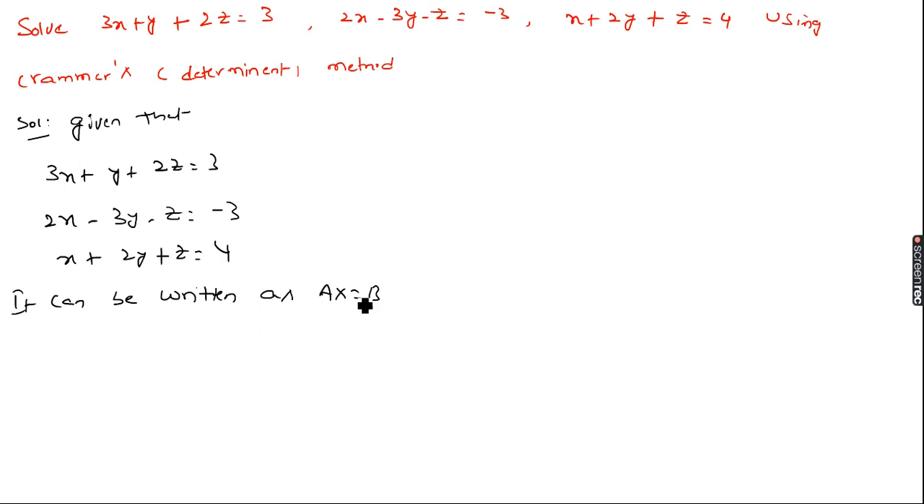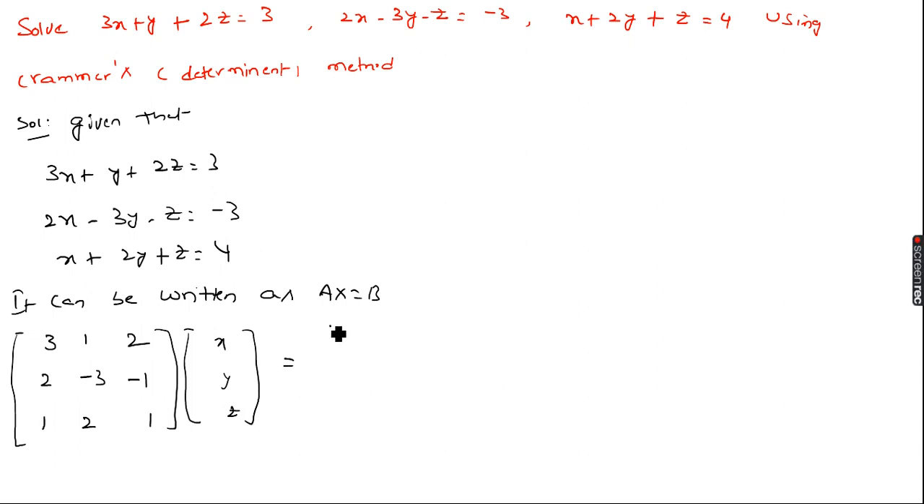The form is AX equal to B. So first this system of equations will be converted into the form AX equal to B. Here A is nothing but the coefficients of x, y, z, written as a coefficient matrix: 3, 1, 2, 2, minus 3, minus 1, 1, 2, 1. And X is nothing but x, y, z. And B is nothing but 3, minus 3, 4.